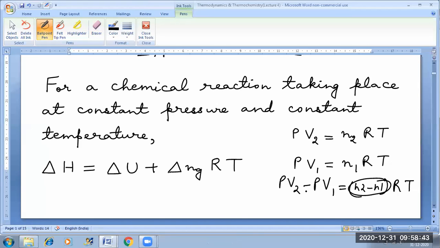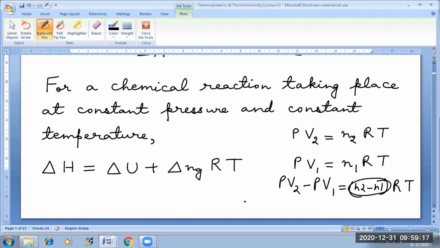So why not delta N? Why not delta N? That G indicates that we are considering only gases present in the reaction, which means that if I have a solid component or a liquid component, I will ignore it. I will not take it into consideration for calculating delta N. So for calculating delta Ng, I just need to look at the gaseous components present in my entire reaction. Please remember this. That is why we write delta Ng. We don't consider the solids and liquids present.